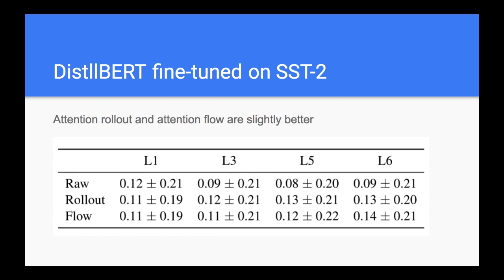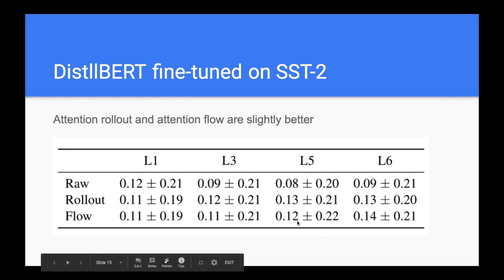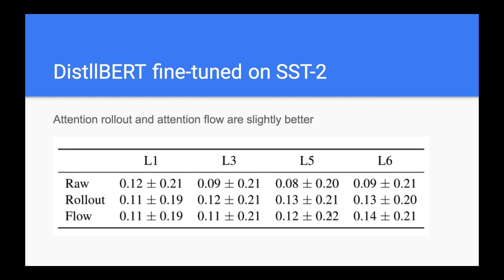But in this experiment, the difference between the raw attention and the proposed methods is just not that big. But even so, you can still see the correlation between them still exists. Like in these last two layers, the attention rollout and attention flow correlation scores are still higher than raw attention. So I would say it's still a better way to view attentions.